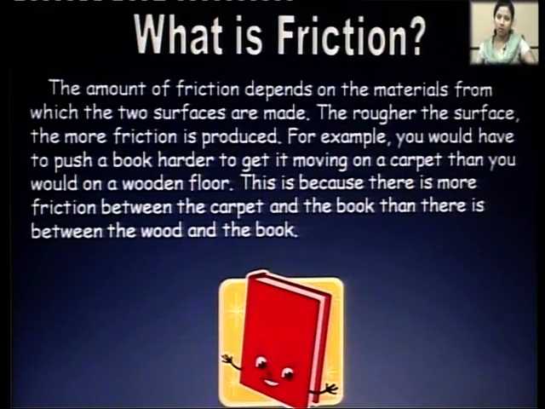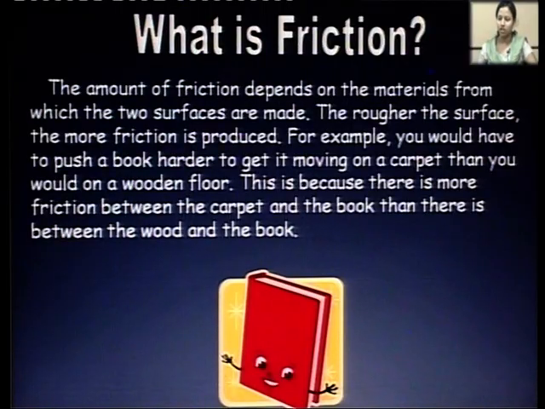Next, some concepts about friction. The amount of friction depends upon the material. The two surfaces are made up of some material, so the amount of friction depends upon the material. The rougher the surface, the more friction is produced. If friction is more, then the surface is rough, and vice versa.